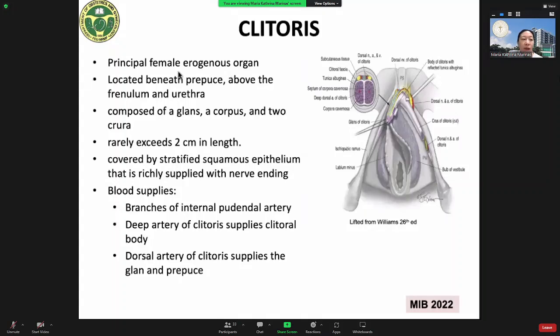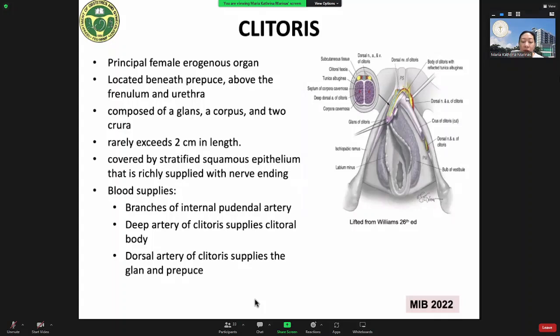Okay, so the clitoris is what we call the principal female erogenous organ. The body of the clitoris consists of two corpora cavernosa covered by the ischiocavernosus muscles. The glans of the clitoris is a mass of erectile tissue that caps the body of the clitoris, and it is partly hidden by the prepuce. So its clinical significance is sexual excitement produces engorgement of the erectile tissue within the clitoris.